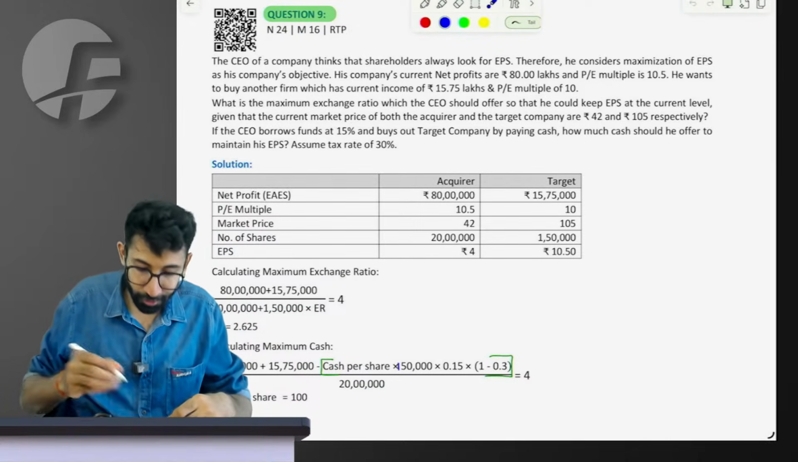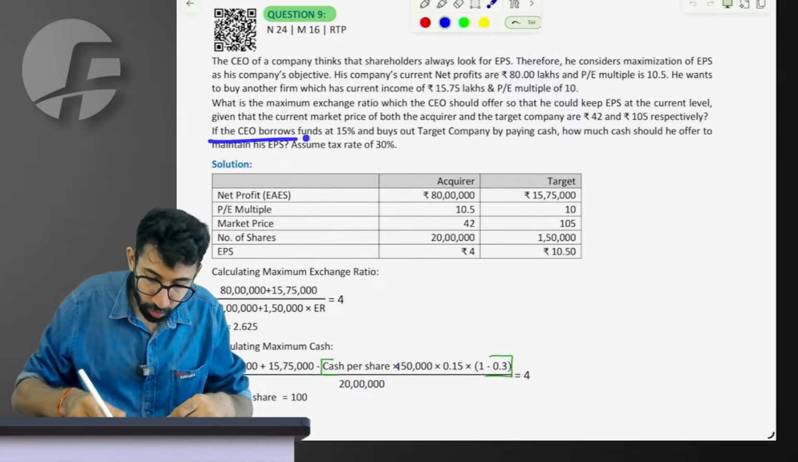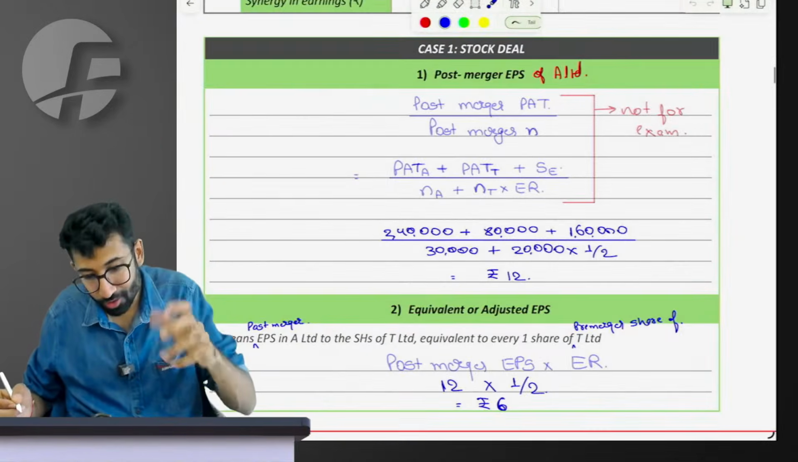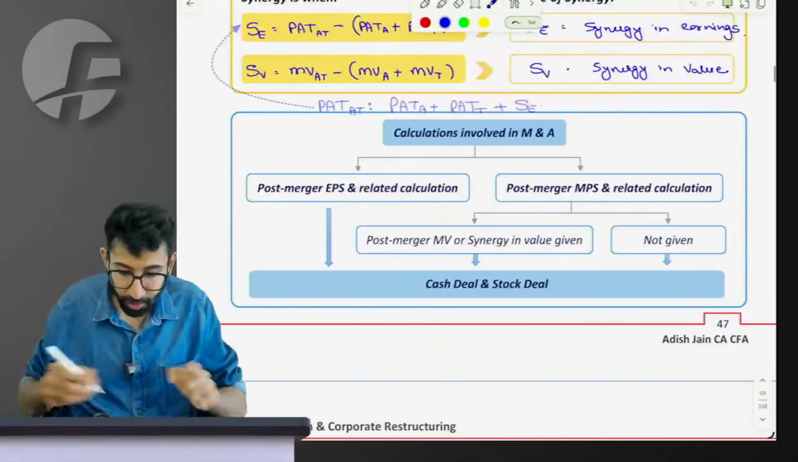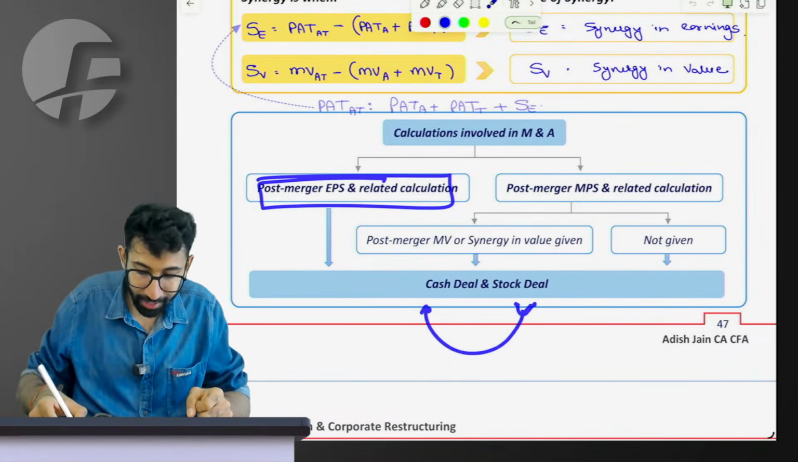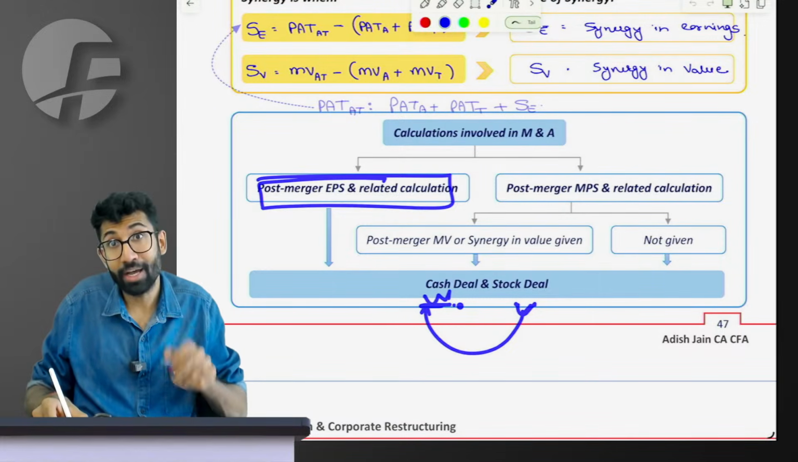The next part of this question is brilliant. If the CEO wants to borrow funds at the rate of 15% and buy out the company by paying cash, do you agree? The thing has changed. Let me go to the original chart. We are in the calculation of post-merger EPS, but the first part was a stock deal. Now we have to treat it like a cash deal.